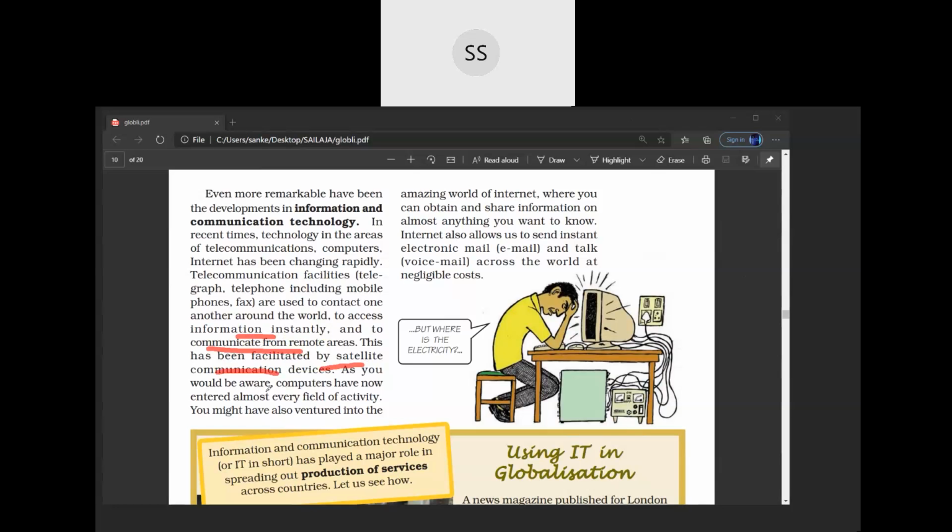As we all know, computers today have entered almost every field of activity. You go to any office, you go to a bank, you will see the work is done through computers. Every field, education fields, every field today, there is the use of computers. And we all have ventured into the amazing world of internet, where we get lots of information on anything we want. The internet allows us to send an instant electronic mail, which is called email.